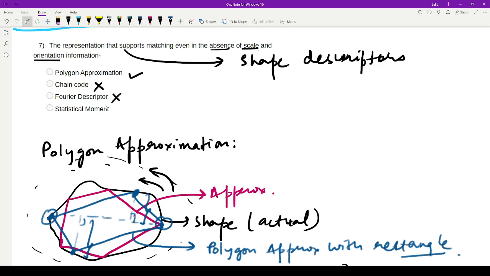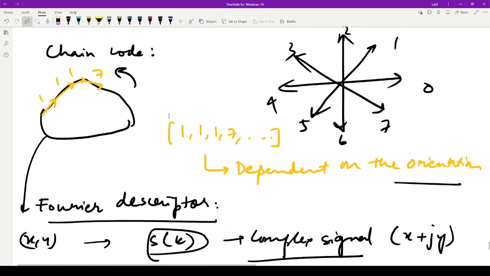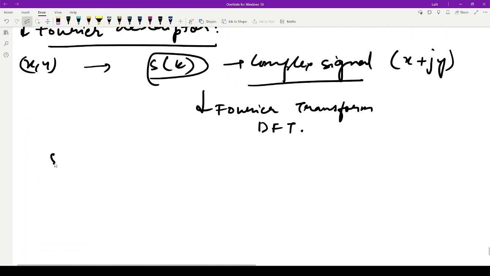What about statistical moment? Statistical moment. How do you check statistical moments?